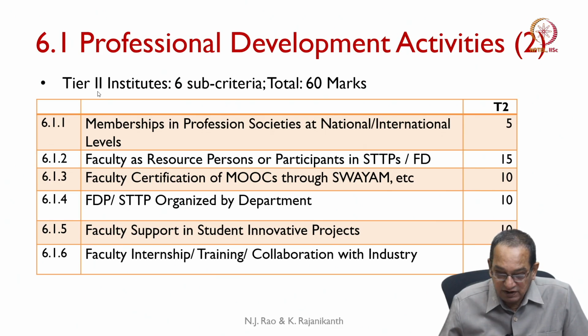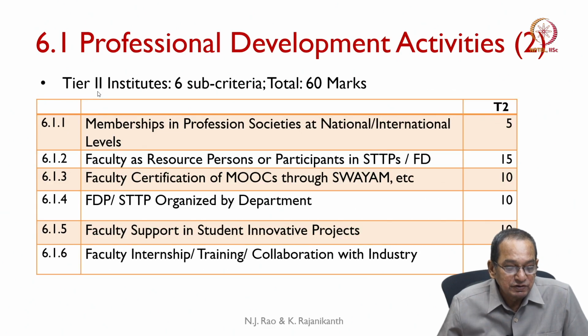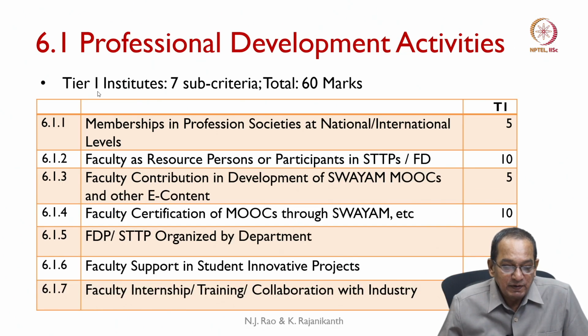So those 5 marks are attributed to 6.1.2 of Tier 2 institutes, that is, faculty as resource persons or participants. To that it is added. So 6.1.2 for Tier 2 becomes 15 marks, and for Tier 1 it is only 10. That means essentially the marks for 6.1.2 and 6.1.3 are combined and allocated to 6.1.2 only in Tier 2. Otherwise, the rest of them are all the same.